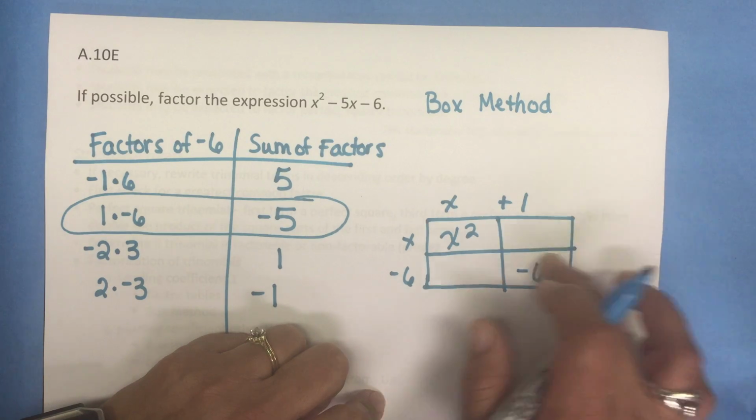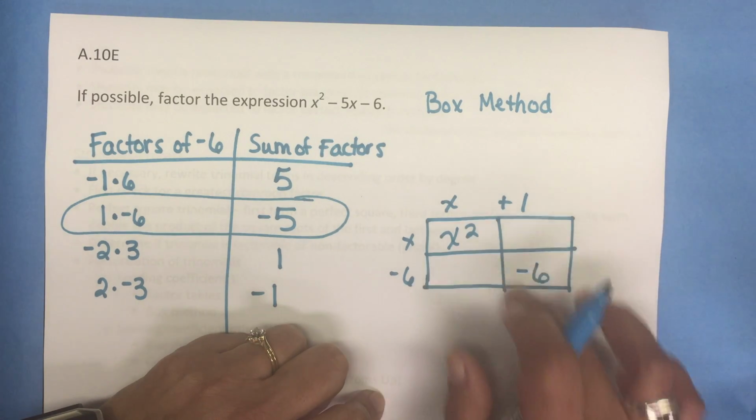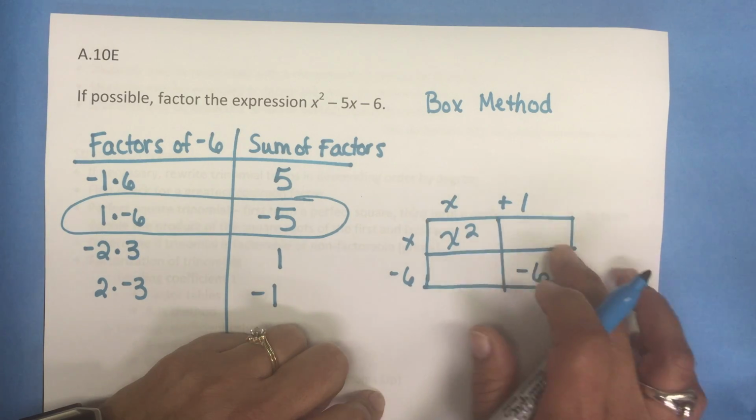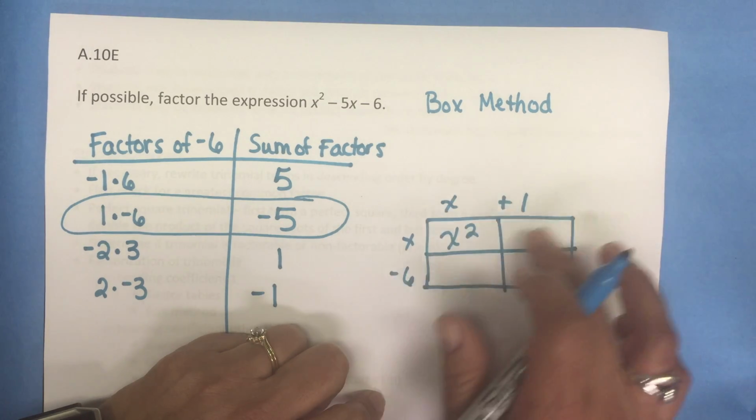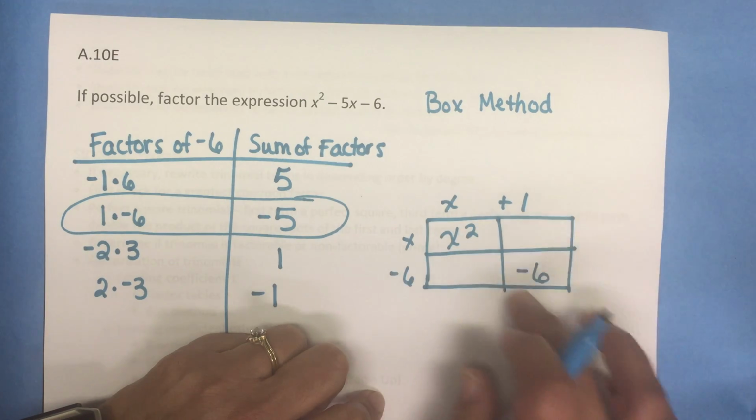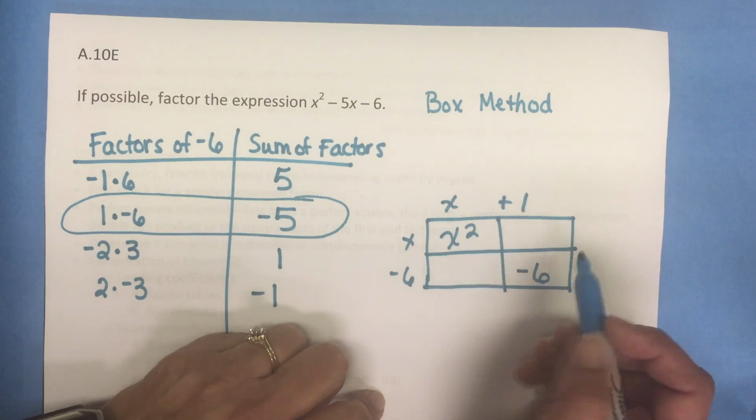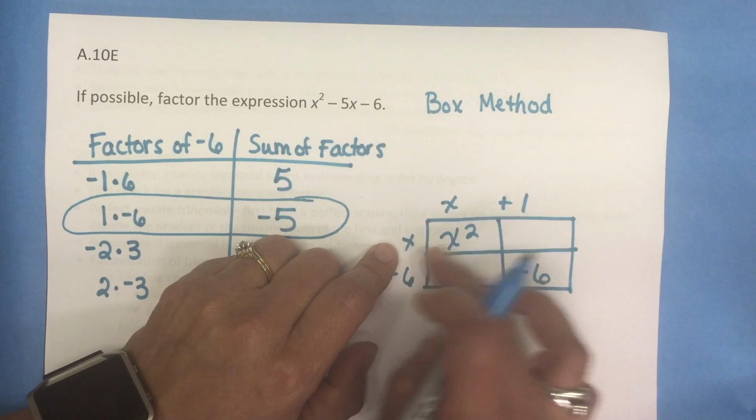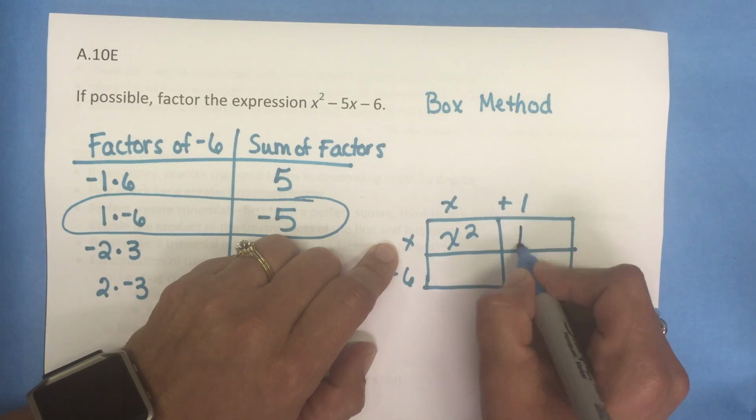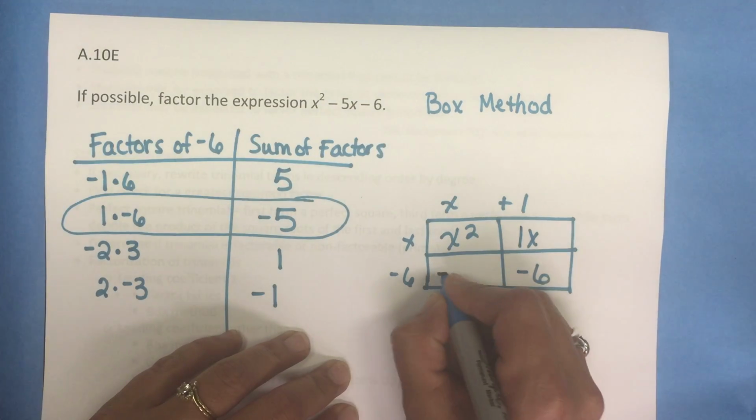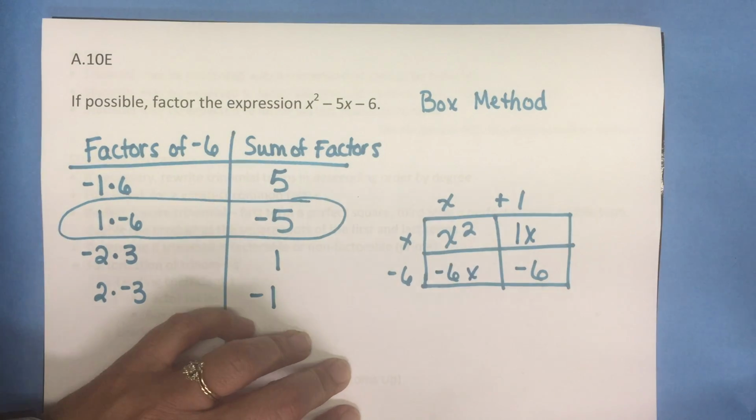Let's look here at this last term in the bottom right hand box. If we're thinking about an area model, if I multiply positive 1, because this has a length of positive 1, times negative 6, it's going to give me negative 6. So now I'm going to finish multiplying through to get the pieces of my box. What is x times 1? Well, that's 1x. What is x times negative 6? That's negative 6x.